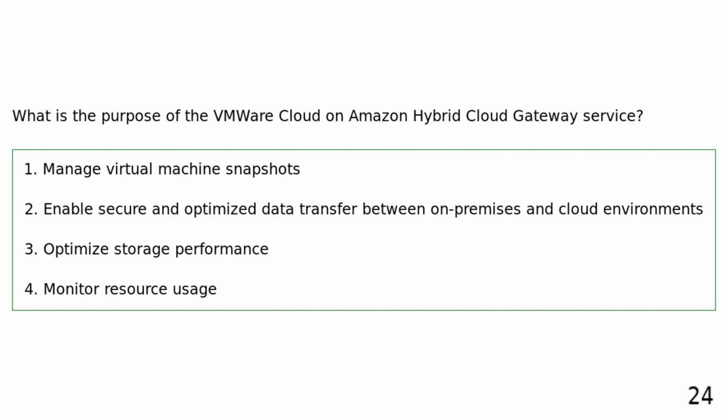What is the purpose of the VMware Cloud on Amazon Hybrid Cloud Gateway service? Manage virtual machine snapshots. Enable secure and optimized data transfer between on-premises and cloud environments. Optimize storage performance. Monitor resource usage.